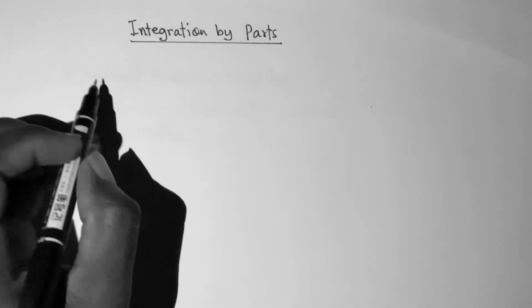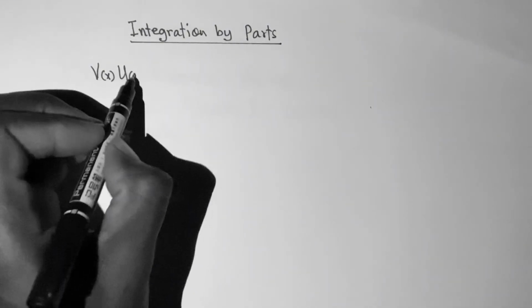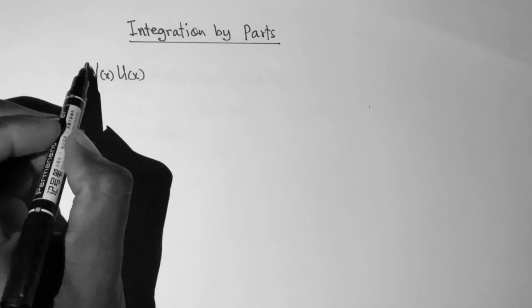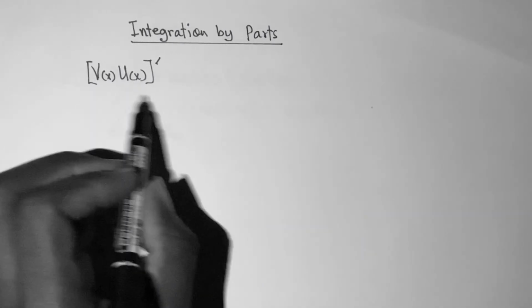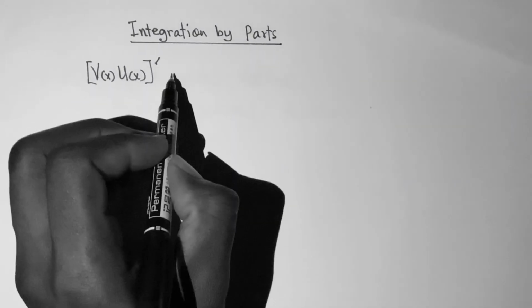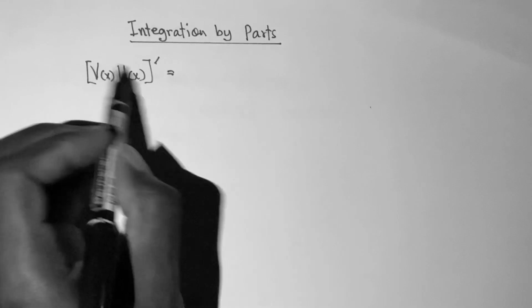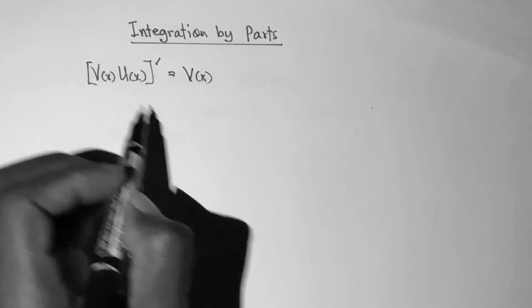In this video, we are going to talk about integration by parts. So let's assume that we have a product of two functions, which is v of x and then u of x. And then let's assume that we want to differentiate these two products. Now, using product rule, this is the same as you keep v of x, then you differentiate u of x.